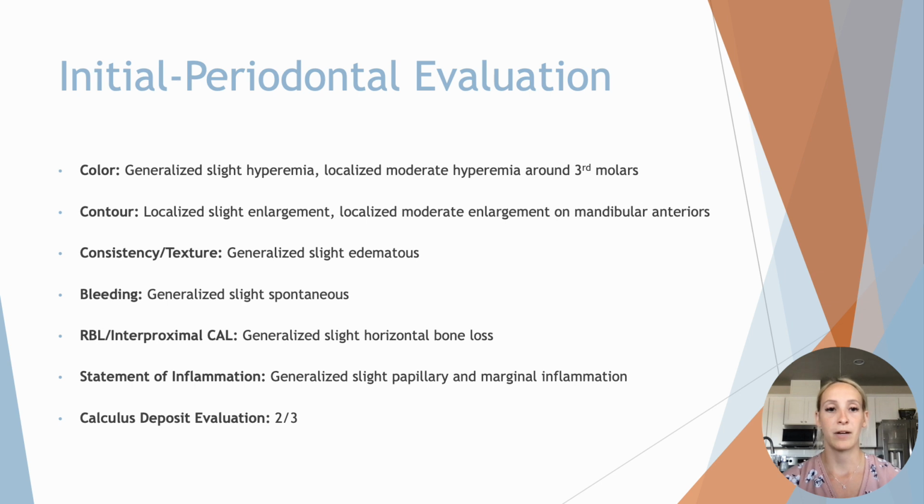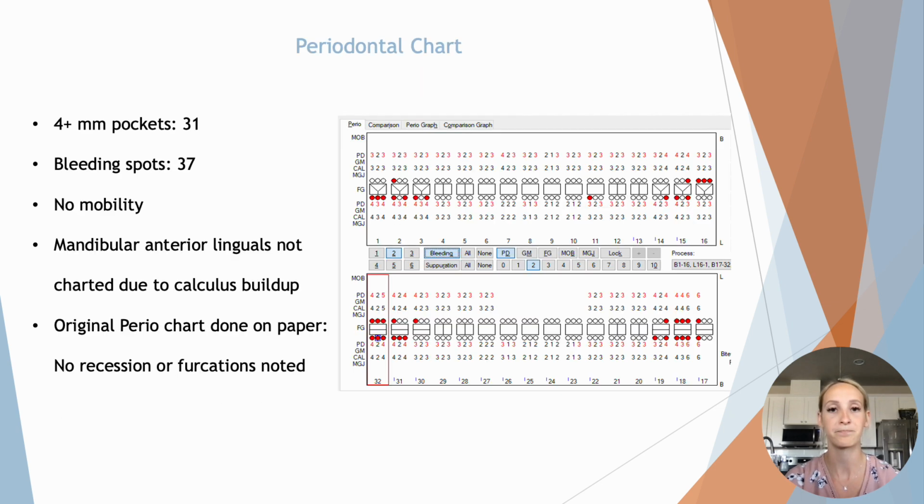His initial periodontal evaluation: the color of the tissue was generalized slight hyperemia with localized moderate hyperemia around the 3rd molars. Contour was localized slight enlargement with localized moderate enlargement around the mandibular anteriors. Consistency and texture was generalized slight edematous. Bleeding was generalized slight spontaneous. RBL and interproximal CAL, generalized slight horizontal bone loss. Statement of inflammation was generalized slight papillary and marginal inflammation, and then again the deposit evaluation being a 2-3.